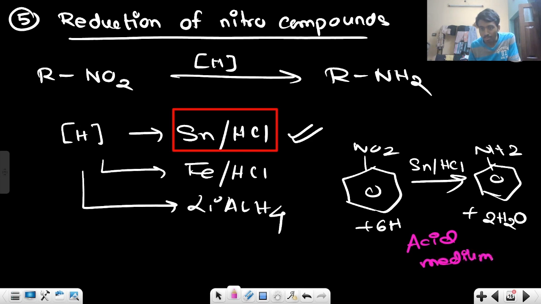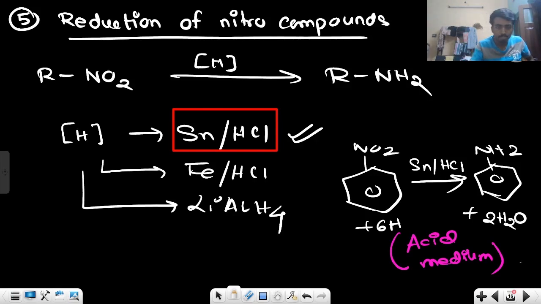At the end of the chapter, I will tell you what happens in base and neutral medium. In neutral medium, partial reduction will happen. That I will tell you later on, not now. So in acid medium, nitro will give you amine. Then reagents are given. Just learn the reagents, okay, not the reaction. Nitro, reduction, amine. Simple. So reduction of nitro compounds gives 1 degree amine.